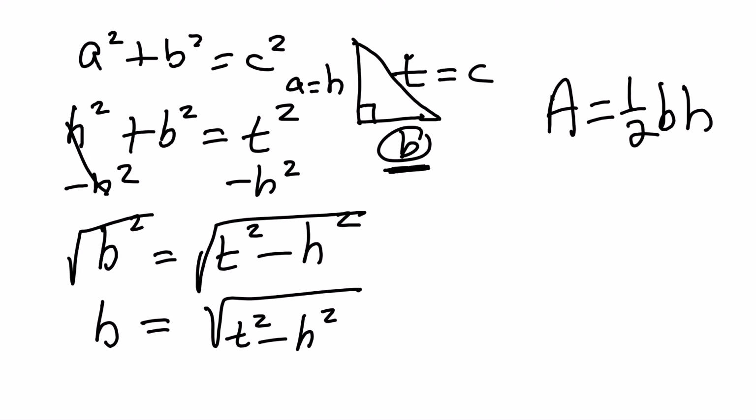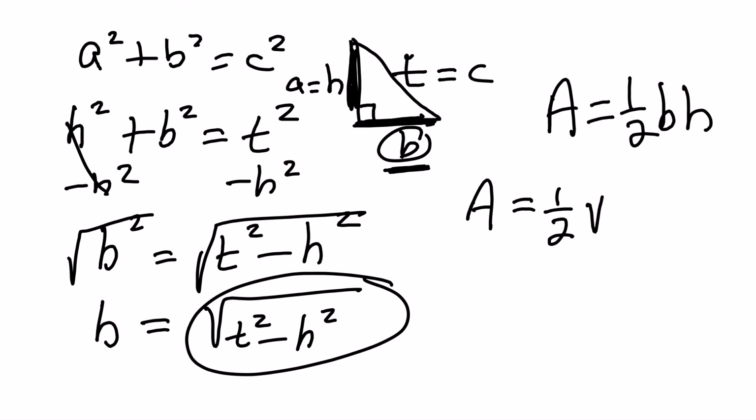Well, now I know my base, right here, and we have a height. So A equals 1/2 times my base, which is that square root of t squared minus h squared, times the height, which is h.